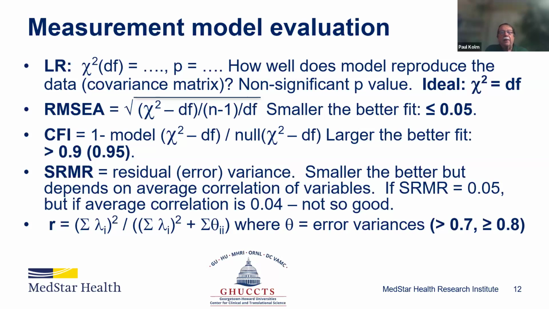And then the residual error variance, generally the smaller the better, but that will depend on the correlation between the variables. And then the reliability index, as I mentioned, we want something of 0.7 or greater. Usually it'd be really good if we had a 0.8. But in terms of the reliability index, we would look for something fairly high and close to 1.